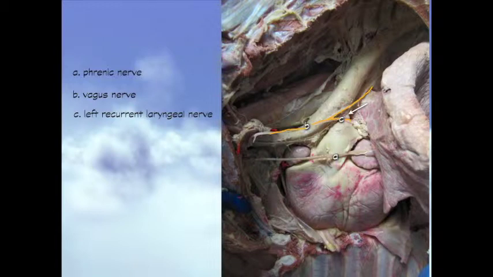Okay, this structure at the arrow that C is then going around is a structure that goes between the pulmonary trunk and the aorta. Okay, in the fetus it is known as the ductus arteriosus, but then it closes off and becomes known as the ligamentum arteriosum.